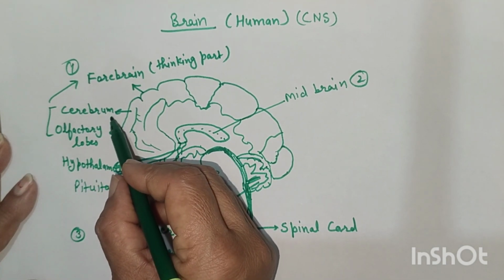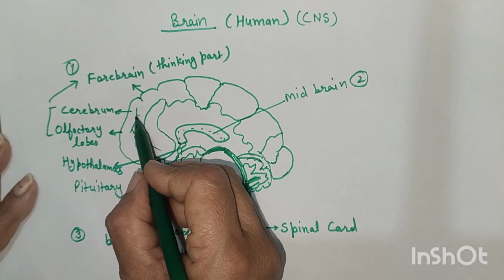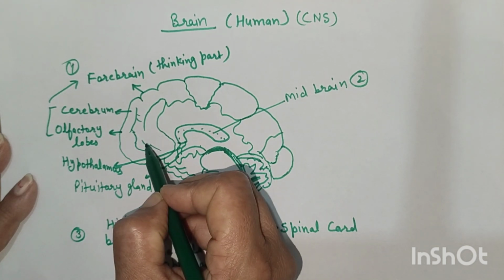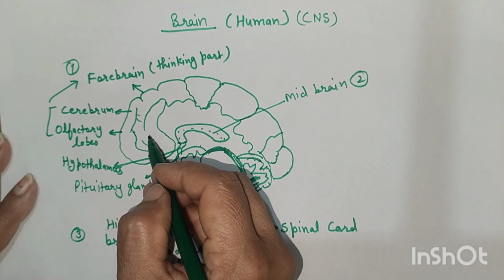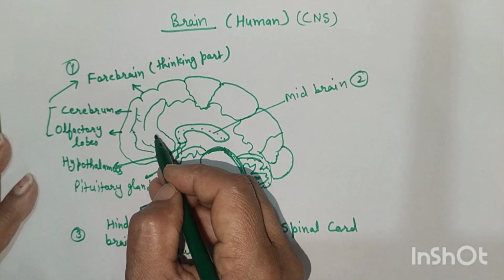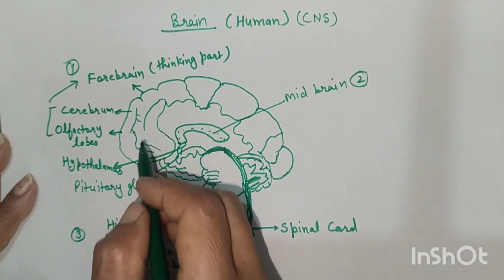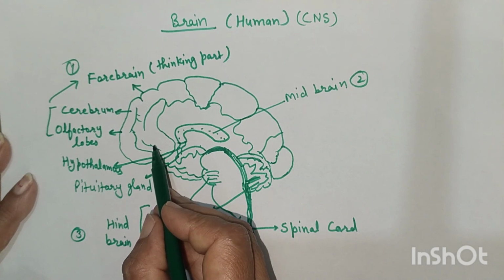And this cerebrum has different lobes: occipital lobe, temporal lobe, frontal lobe, and parietal lobe. Occipital lobe is for sight, temporal lobe for hearing, frontal lobe for speech, and parietal lobe for taste and smell.